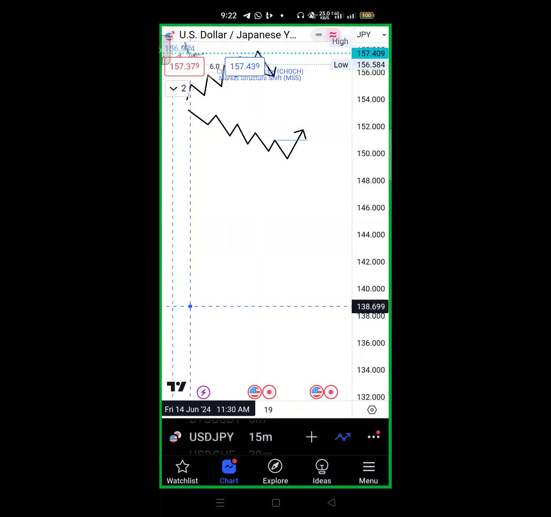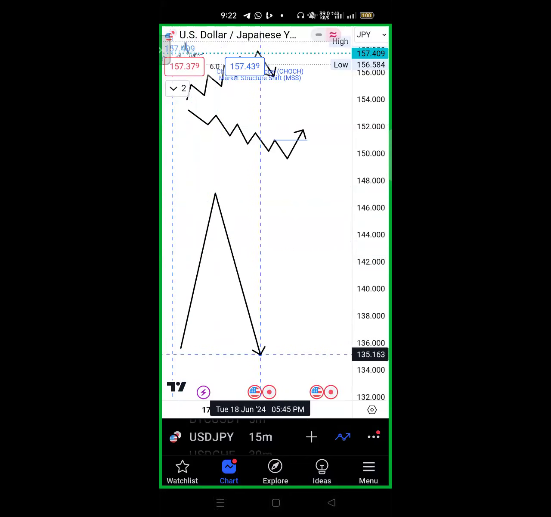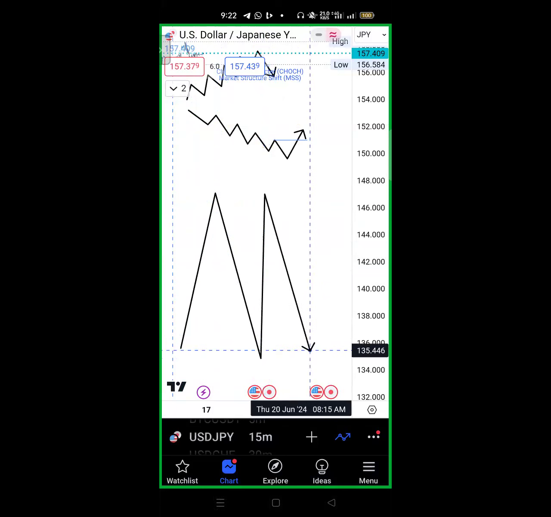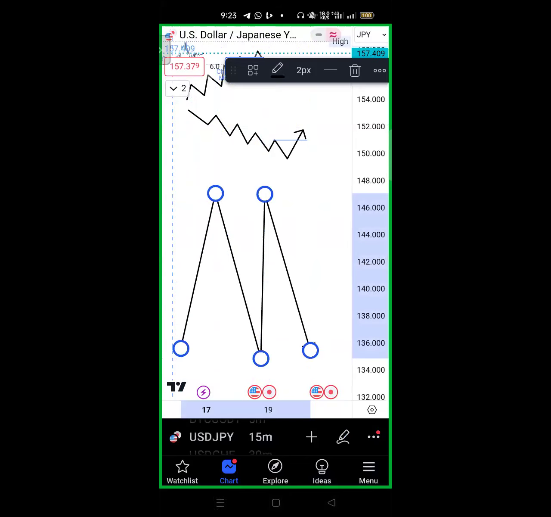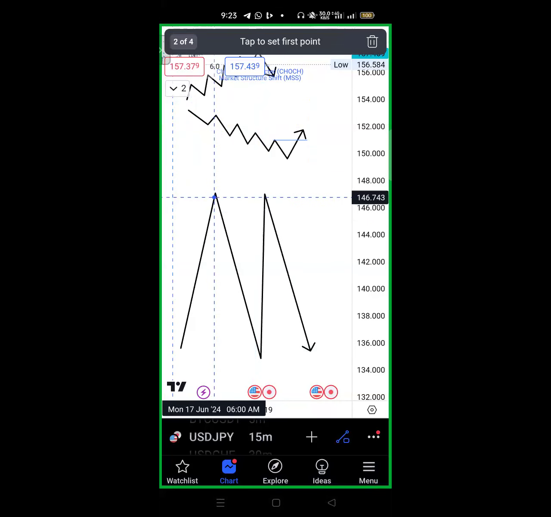What is external liquidity? Sometimes you see the market goes high like this, and then comes down, and then goes up again later in the future, and comes down again. It could touch the same area three times. When you have something like this, they call them equal highs, because you have one here, one here. These equal highs become the liquidity.